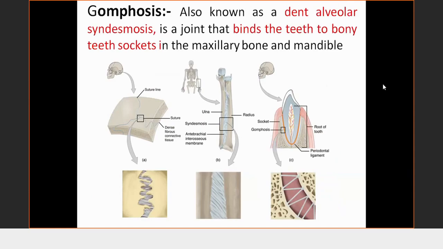And then another variety of the fibrous joint, the gomphosis. Basically, you can say it is also called a dentoalveolar syndesmosis. It is also a syndesmosis. Somewhere it is written as a different type of fibrous joint, but another name is dentoalveolar because the teeth are fitting into the alveolar sockets. Okay, and here what happens? Basically, it binds the teeth to the bony sockets.